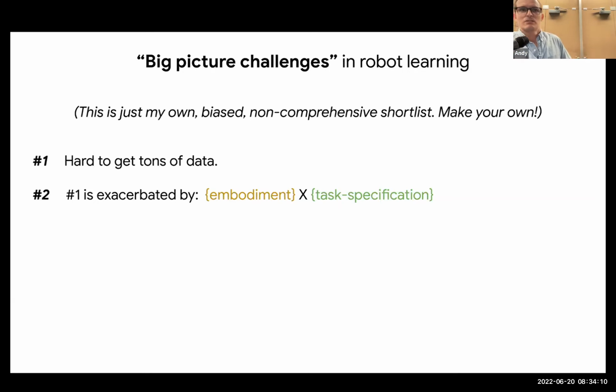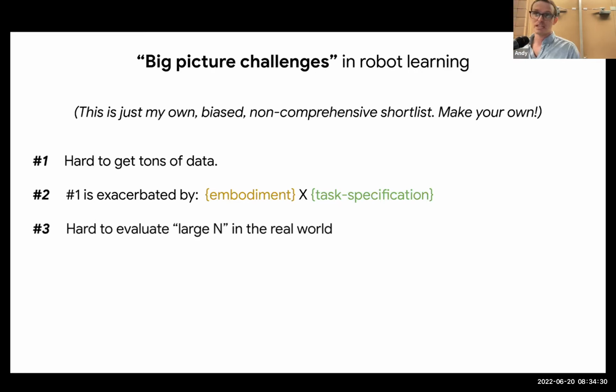That's a valid thing to ask of a robot. I think language has a little bit more of a similarity in that the things that you can ask a language model are sort of unbounded, other than what's expressible in language. I think we have that same challenge in robotics, but again compounded with embodiment. So this is my number 2, and it just exacerbates number 1. Data's hard. Okay, number 3, related but different, is it's just hard to evaluate large N in the real world.